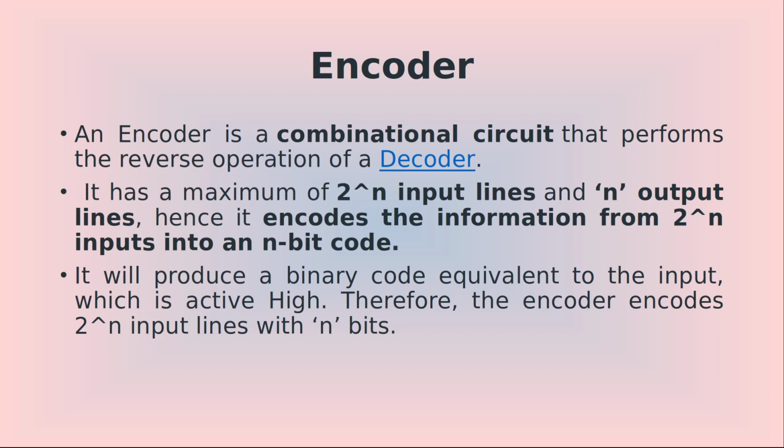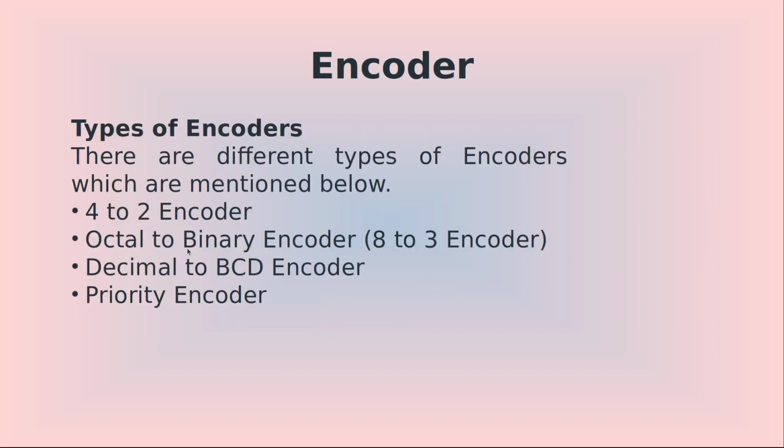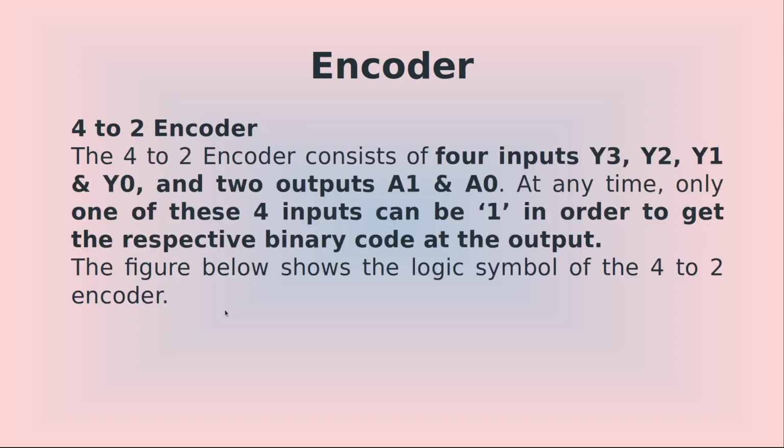It consists of 2 power n input lines and n output lines. Hence it encodes the information from 2 power n inputs. It gets the 2 power n inputs and converts them into n outputs. These are the different types of encoders: 4 to 2 encoder, octal to binary encoder, decimal to BCD encoder, and priority encoder. Now we are going to see the 4 to 2 encoder.